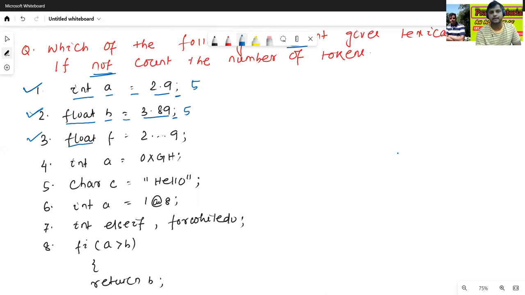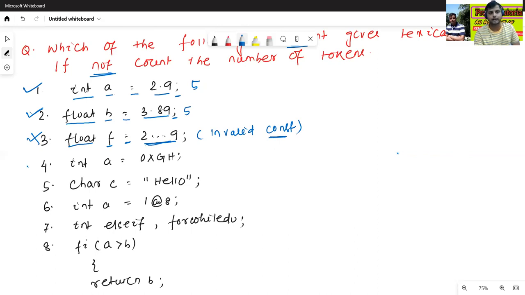Float is valid, f is valid, equal is valid, but 2.2.9, like this, is not valid. It is an invalid constant. So the third one contains the lexical error, and the lexical error is due to an invalid constant, because 2.2.9 is not a constant.